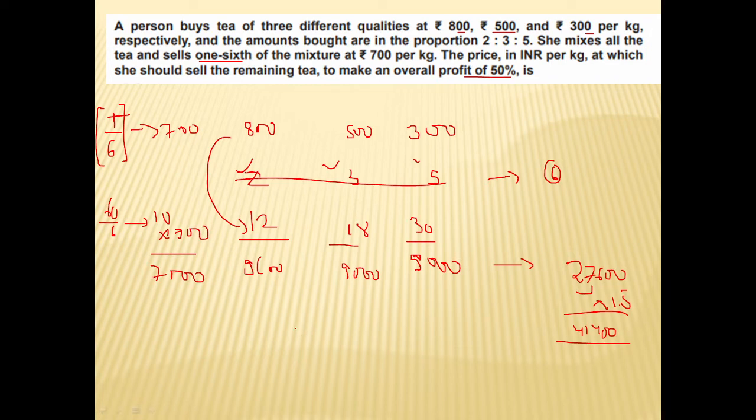So subtract this, 41400 minus 7000. Now what's left will be marked. Left amount is 50 kg, because out of the 60, 10 is sold, so 50, and this will be 688 as your answer. Easy. Next question.